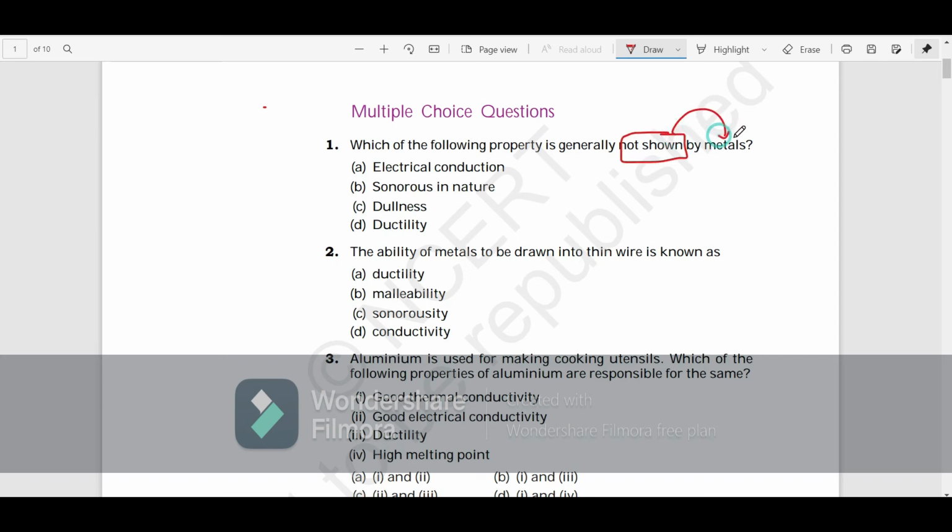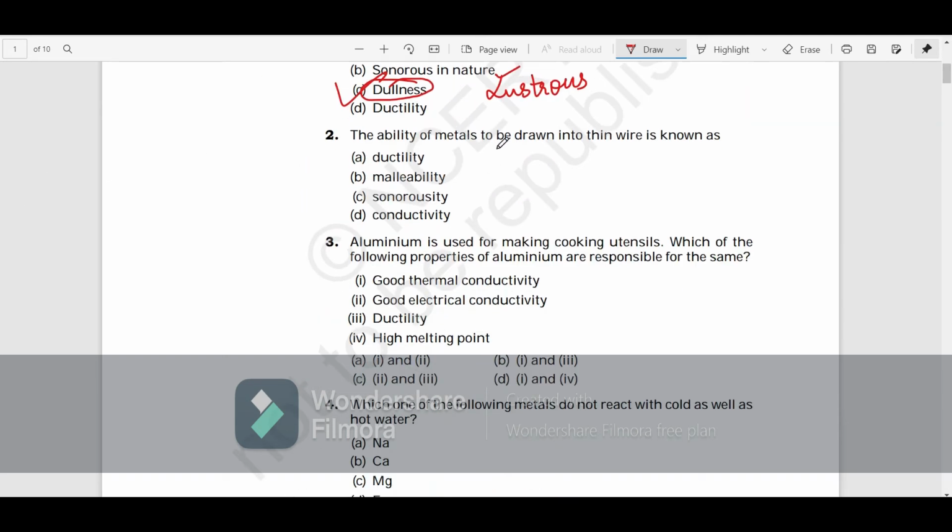Electrical conduction, yes. Sonorous in nature, yes. Dullness, are metals dull? No, they are lustrous and shiny, so it should be C, which is not shown. Ductility, yes, of course it's seen. The ability of metals to be drawn into thin wires is called ductility. Malleability is being beaten into sheets. Sonorous is to produce sound. Conductivity is to conduct electricity or heat.